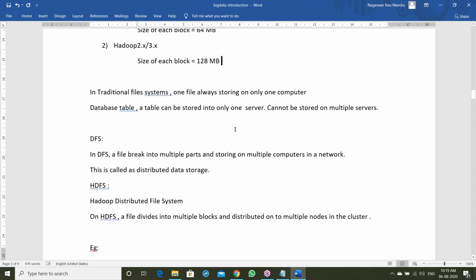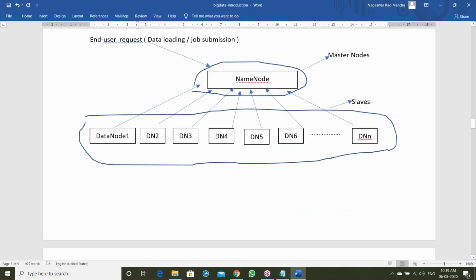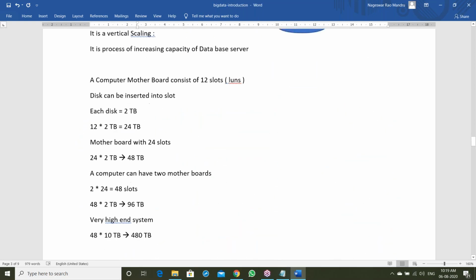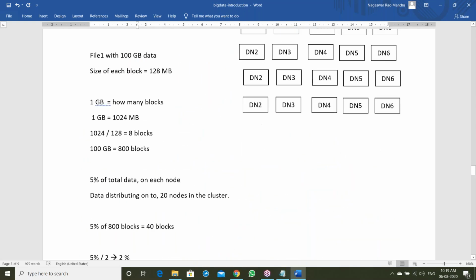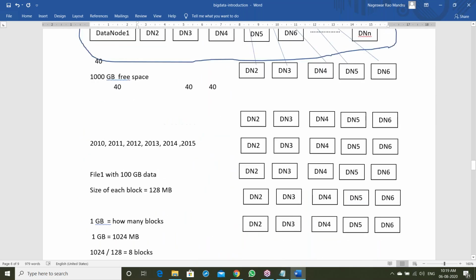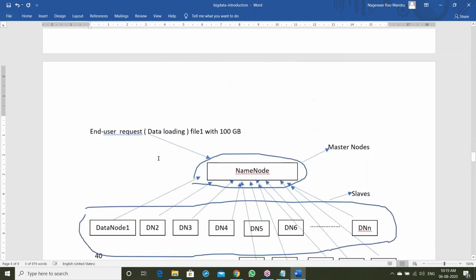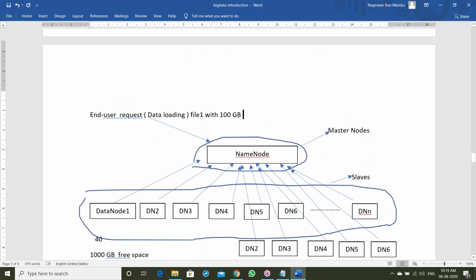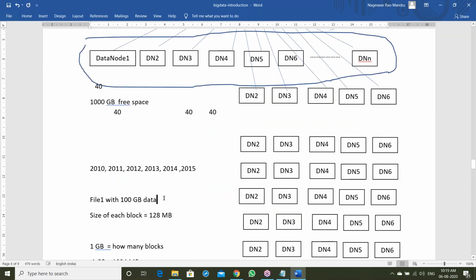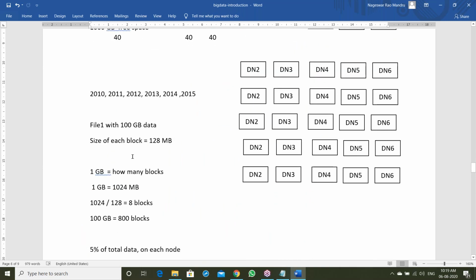Okay, fine. Now data. How much data are we loading here? Let us see that data loading. We are loading file 1 with 100 GB data, right? So when loading 100 GB data here, 100 GB is equal to how many blocks? The size of each block is 128 MB, so 100 GB equals how many blocks?